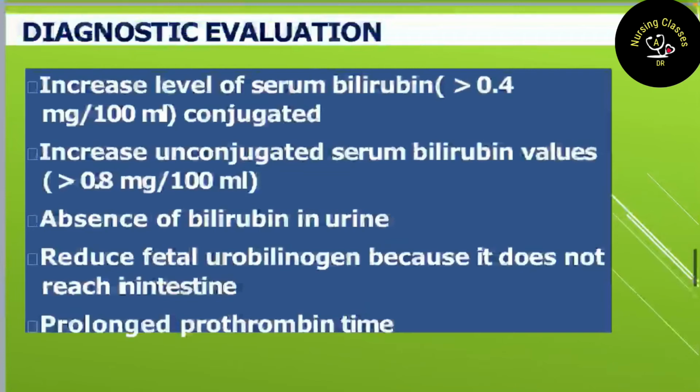Diagnostic evaluation: increased level of conjugated serum bilirubin greater than 0.4 mg per 100 ml. Increased unconjugated serum bilirubin values greater than 0.8 mg per 100 ml. The absence of bilirubin in urine. The reduced fecal urobilinogen. Then prolonged prothrombin time.